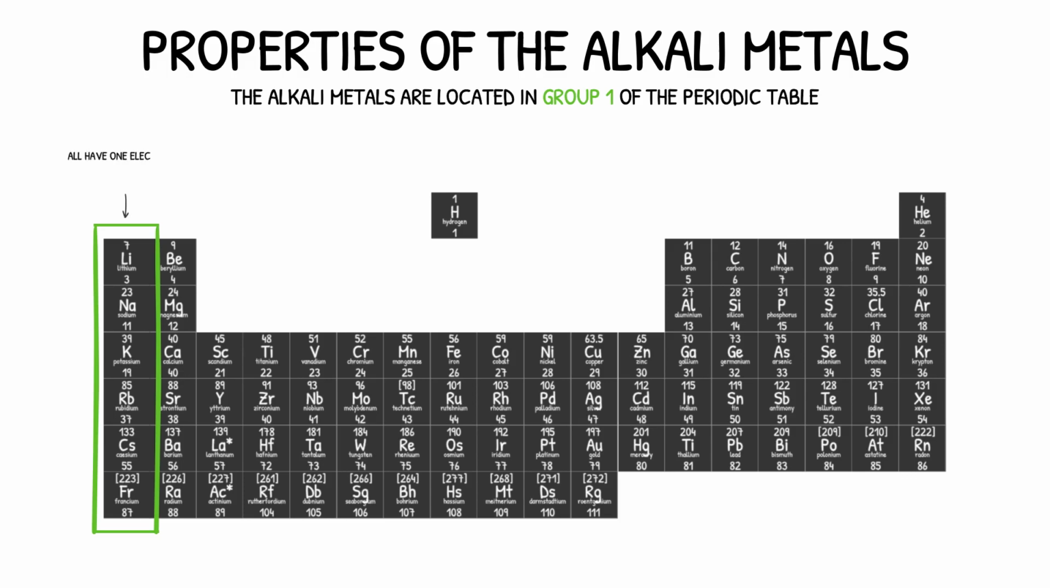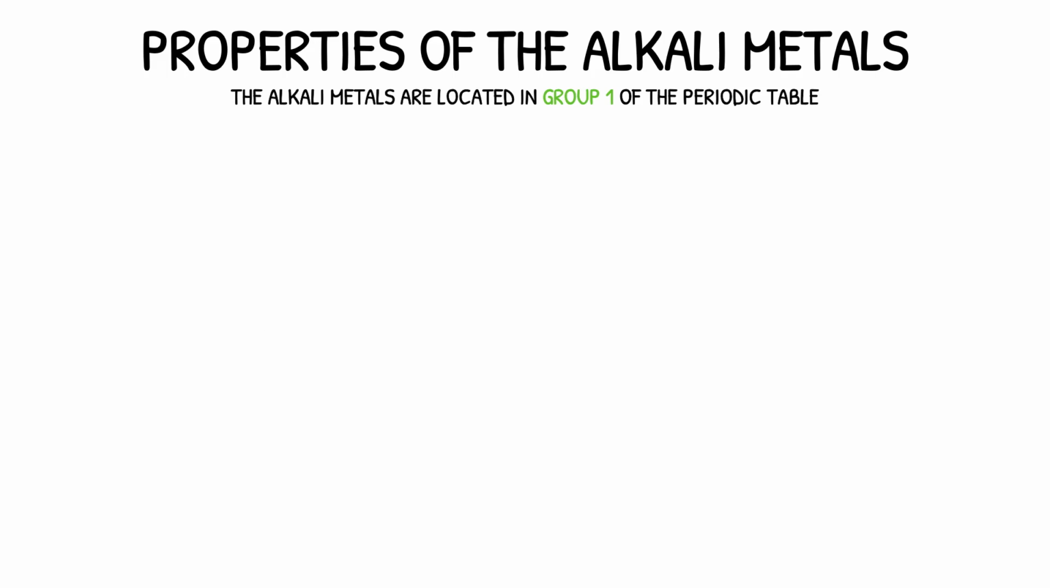The alkali metals are located in group 1 of the periodic table, therefore indicating that each of these elements have just one electron on their outermost electron shell. As a result of having the same number of electrons on their outermost shell, the alkali metals have very similar chemical and physical properties, some of which are not typical of common metals.